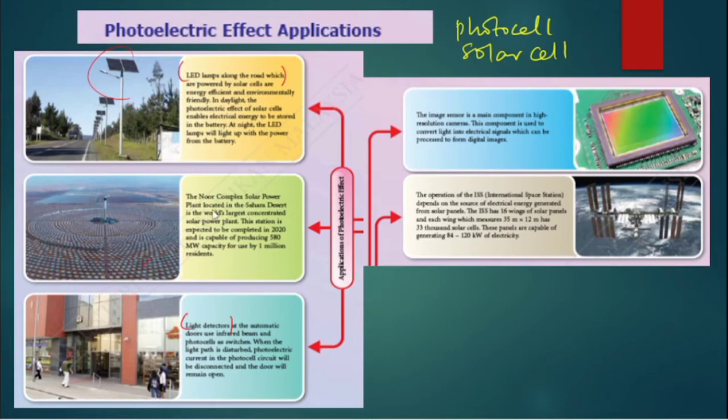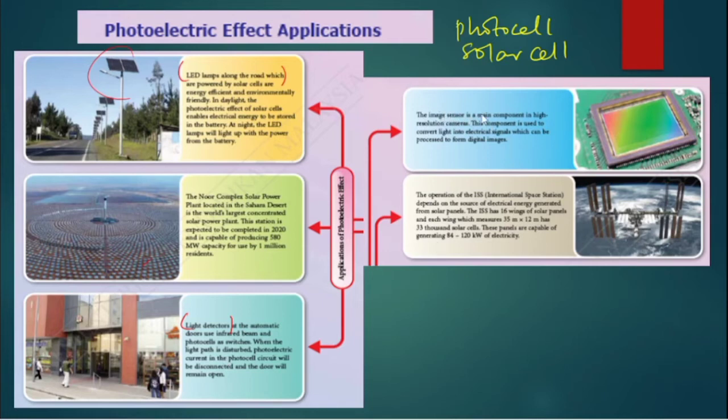The Noor Complex solar power plant located in the Sahara Desert is the world's largest concentrated solar power plant. The station is expected to be completed in 2020 and is capable of producing 580 megawatt capacity for use by 1 million residents. So this is the solar cell. Light detectors at the automatic doors use infrared beam and photocells as switches. When the light path is disturbed, photoelectric current in the photocell circuit will be disconnected and the door will remain open. Automatic door.